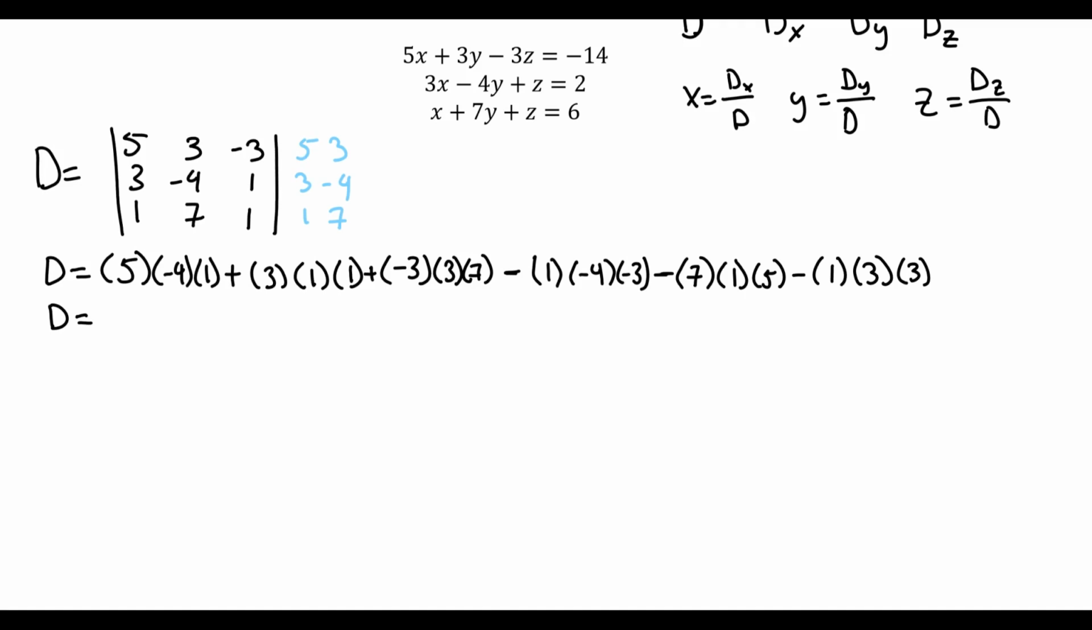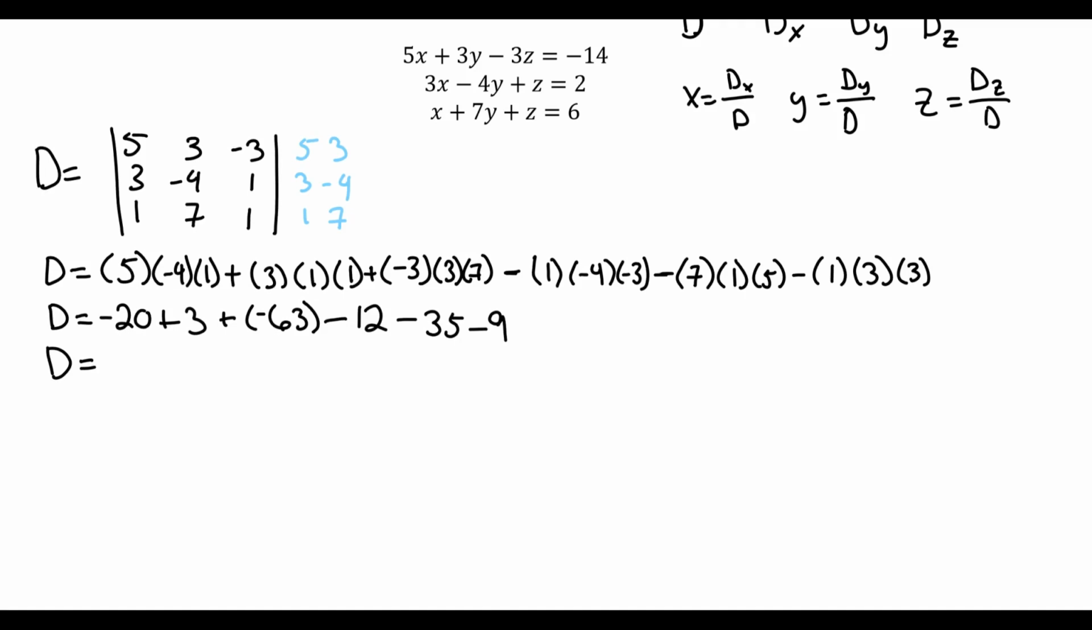So d is equal to 5 times -4, which is -20, times 1. It's going to give me a -20. Plus 3 times 1 times 1 is 3. Plus -3 times 3 is -9, times 7 is going to give me a -63. Minus 1 times -4 is -4, -4 times -3 gives me a +12. Minus 7 times 1 is 7, 7 times 5 is 35. Minus 1 times 3 is 3, times 3 is 9.